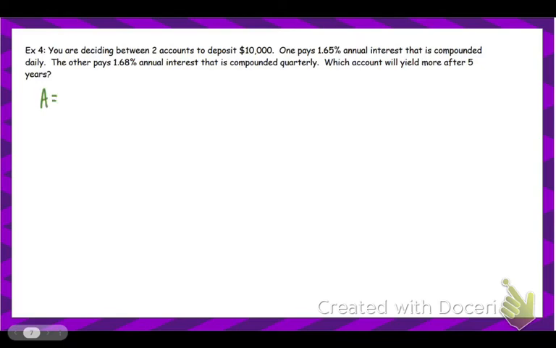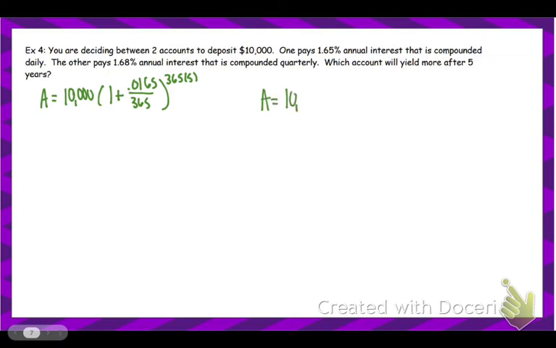So the first one, we've got $10,000 and we're going to plug those numbers into that equation. So 1 plus the rate as a decimal, 0.0165, divided by the number of times it's compounded. So 1.65% was compounded daily. That's 365. The same 365 goes up there, and we're looking at 5 years. So times 5. All right, let's go ahead and look at setup number 2.